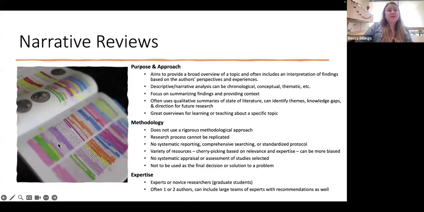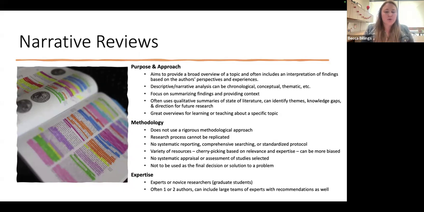All right. So first up is narrative reviews. Narrative reviews are your traditional reviews. These are usually broad in scope, and the questions that you start with are broader in scope. They're going to give you a good overview of a topic, but they're not necessarily summarizing all of the literature that you are including. You're summarizing parts of the literature, but a lot of what you're getting is an interpretation of the author's perspectives and experiences as well.